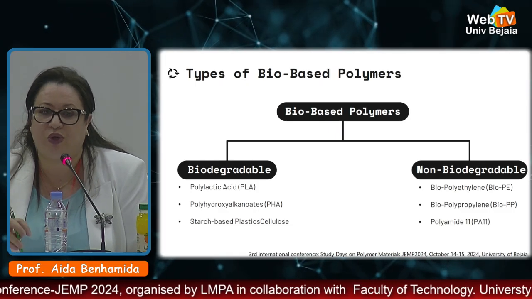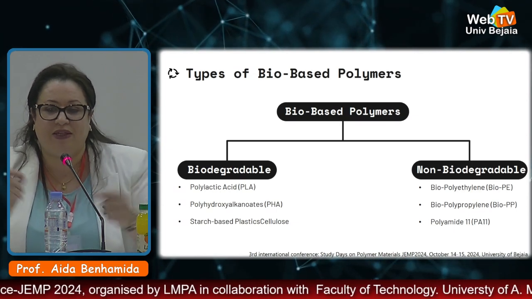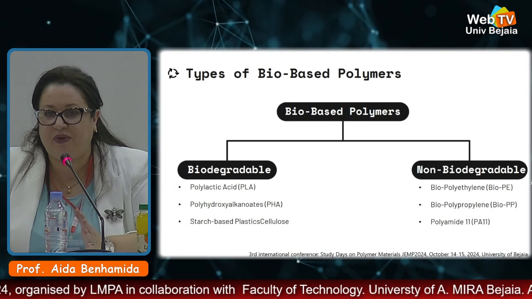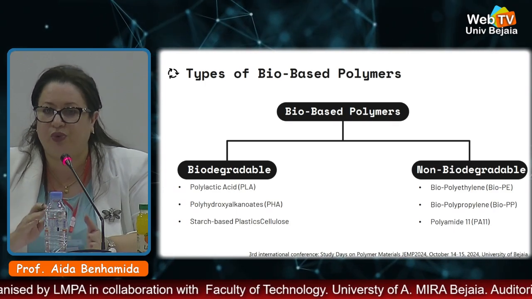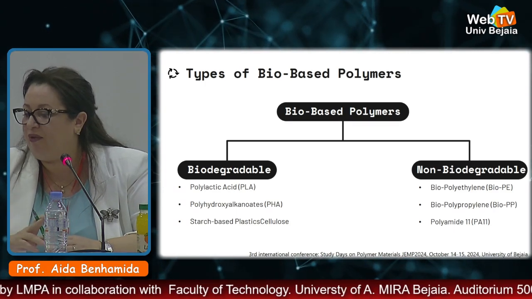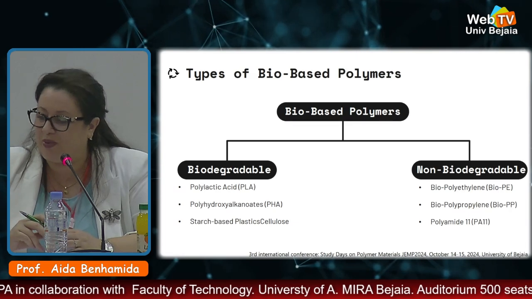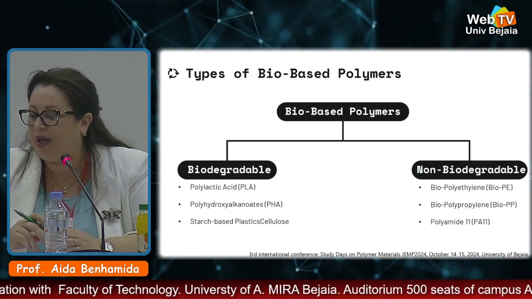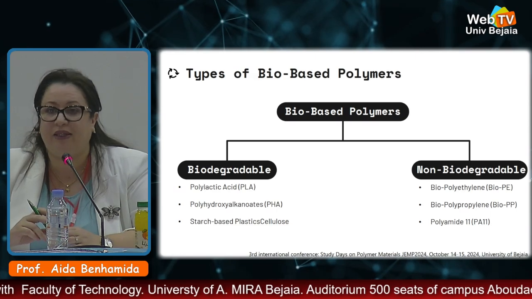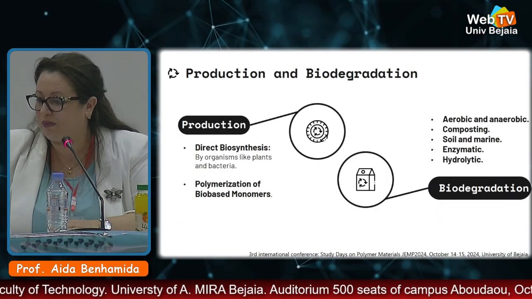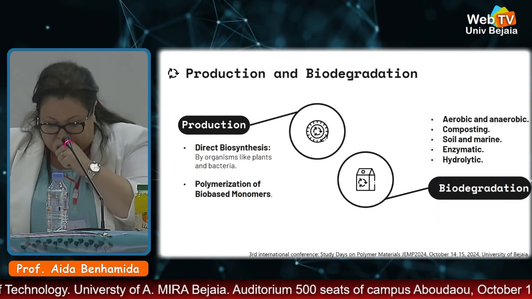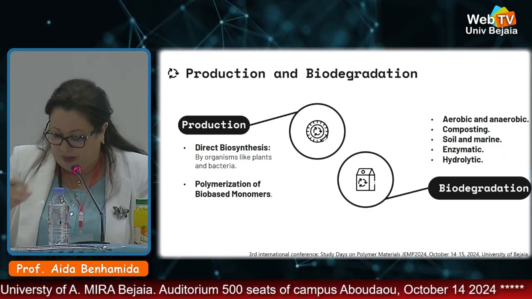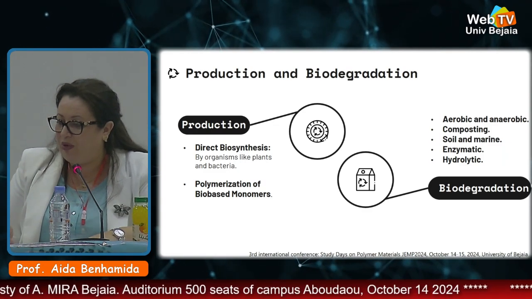Because usually, when we talk about biopolymers, we make this confusion between biopolymers and biodegradable. So here we can distinguish that there are two different definitions. As examples of non-biodegradable bio-based polymers, we can give biopolyethylene, biopolypropylene, and polyamide 11. So, as you may see in this slide, bio-based polymers can be either biodegradable or non-biodegradable.